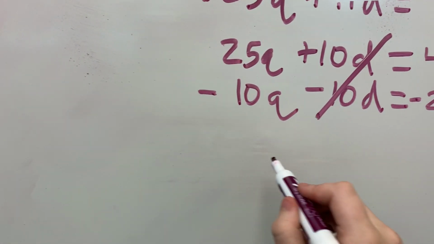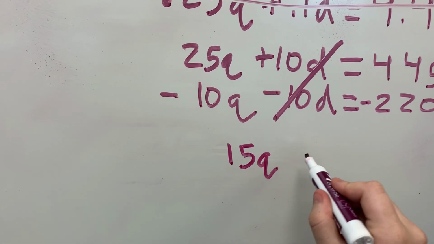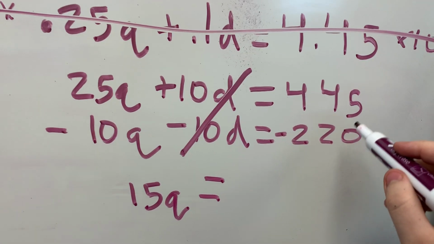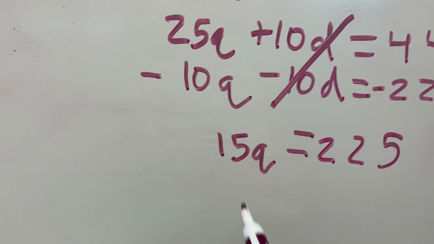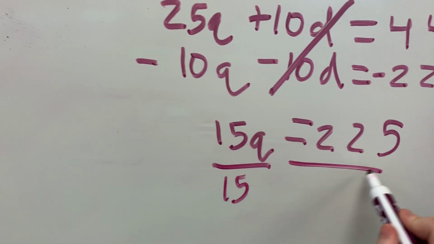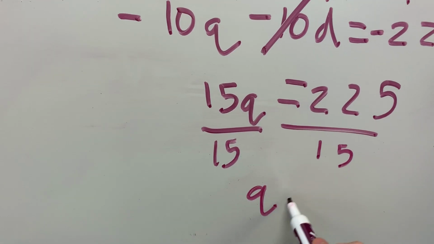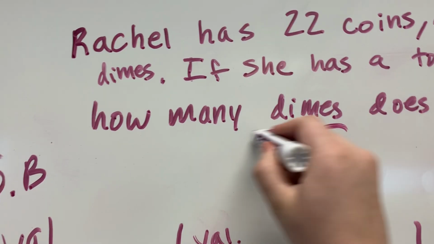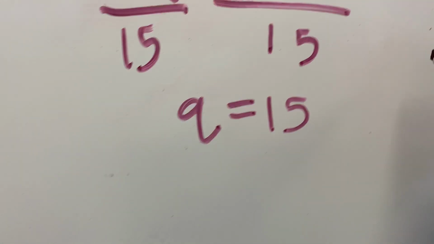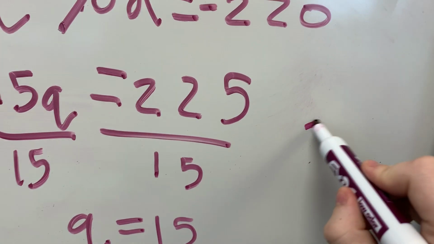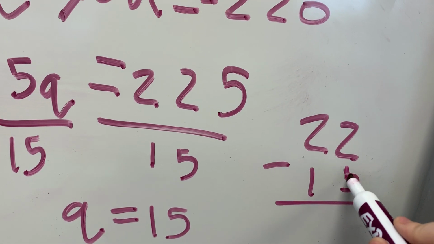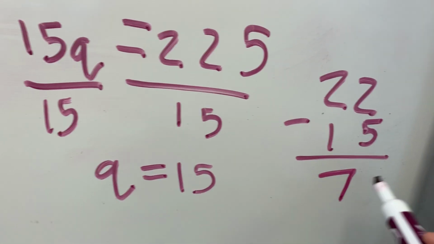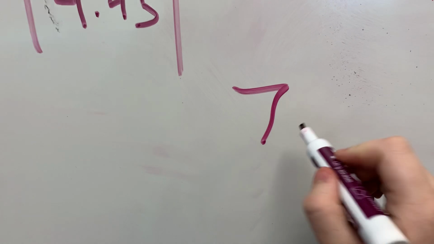So 25 minus 10 is 15Q, which equals 445 minus 220, which would be 225. So we know that there are 15 quarters. We are trying to find the number of dimes. So we'll do 22. We know that we have 15 quarters, so 22 minus 15 is 7. So we know that we have 7 dimes.